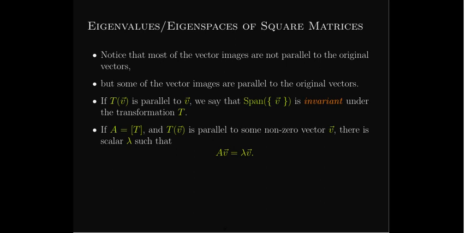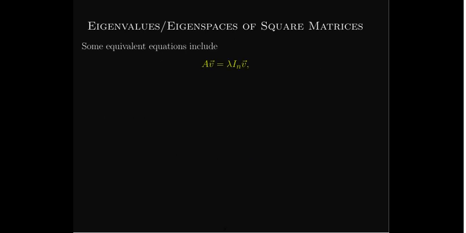And so if they're parallel, then you have a scale factor lambda, which tells us how the length changed. So AV is parallel to V. AV is the representation of the image of V under the transformation T. And that's going to be parallel to the original vector with some scale factor lambda. So this equation, AV equals lambda V, we can rewrite in different forms. Of course, we could put a matrix on the right-hand side, because if I put the identity matrix there, identity matrix times V is just V. So that's the same thing as AV equals lambda V.